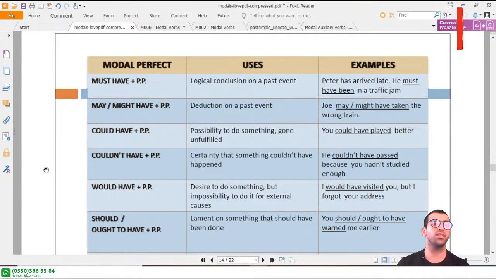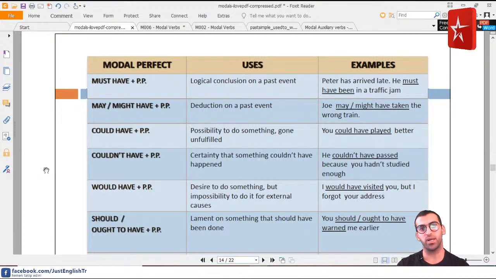Couldn't have done, it means a certainty, eminlik, that something couldn't have happened. You are sure that something hadn't happened. For example, he couldn't have passed because he hadn't studied enough, or you couldn't have passed because you hadn't studied enough. Now, there's a mistake with the subjects in the sentence. I am sure because you hadn't studied, that's why you couldn't have passed.